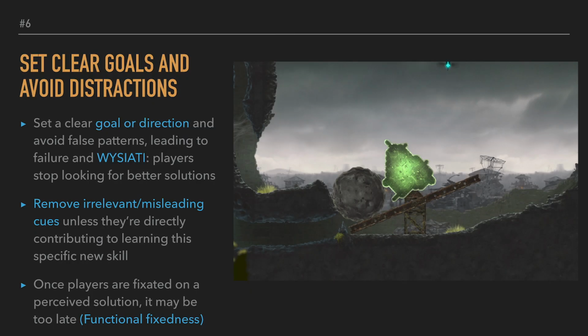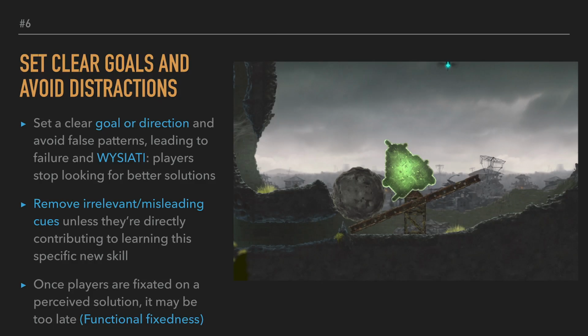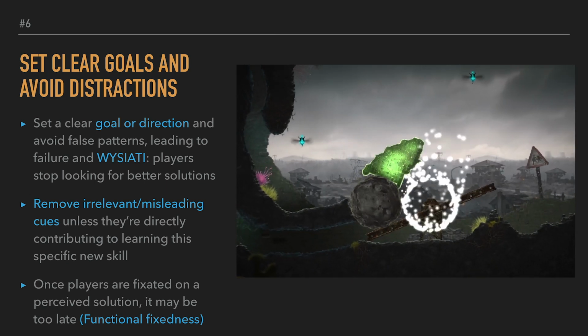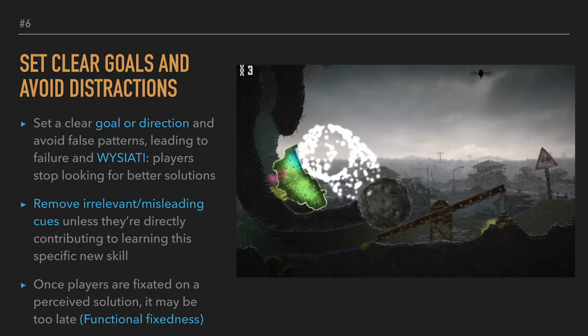Okay, clear goals. For this tutorial, it's very important that you have clear goals. You need to know where you're going. So set a clear goal or direction and avoid false patterns. There's a thing called "what you see is all there is." Players stop looking for a better solution because they already have a preconceived notion of what you need to do. In this case, I need to go up that tunnel on the left-hand side to drop onto that seesaw. But there's no visual cue, so players just missed it.